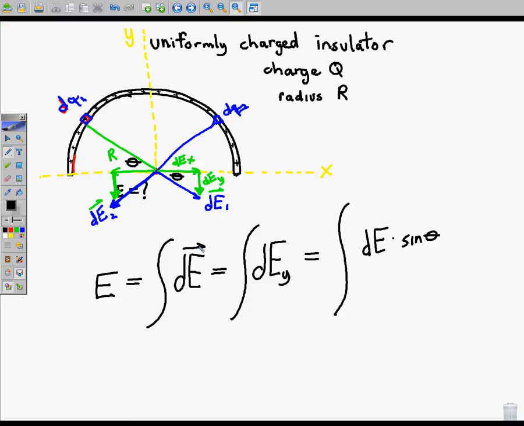Is the point in the center? Yes. So are the two dQs the same? Yes. So is it just going to be like 2 dQ? We're not going to have to use two of them? Yep, it could be 2 dEy, and then you could just do it from here to here.